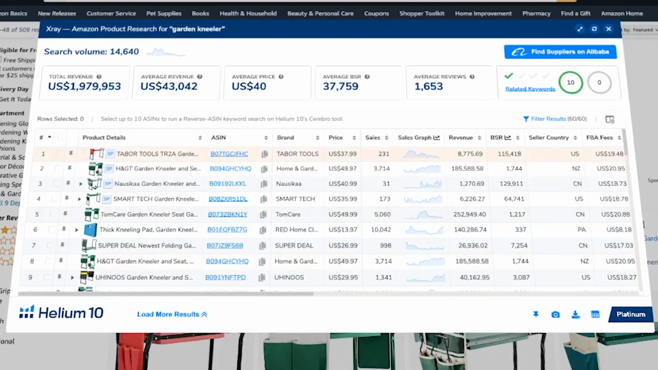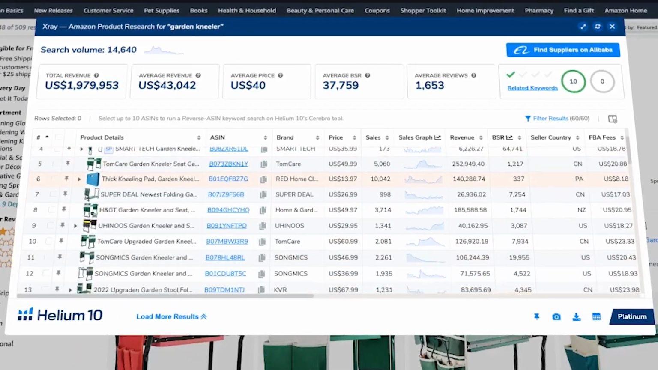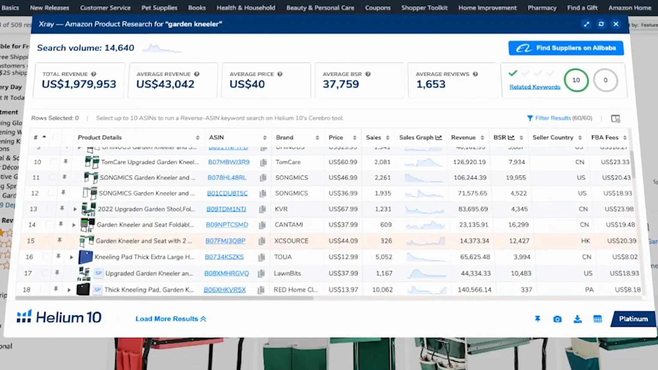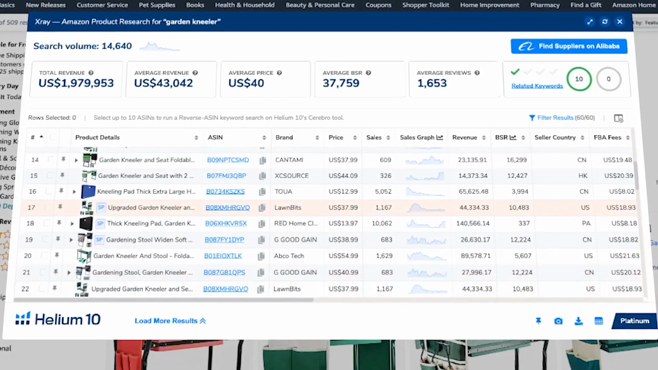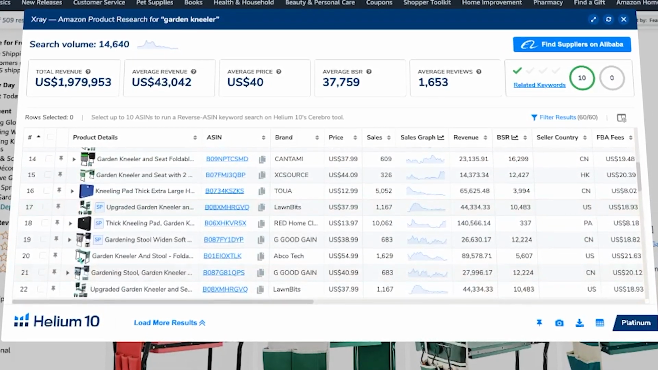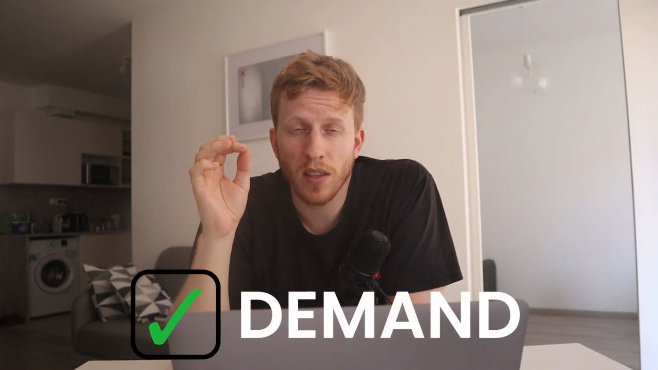All right, so let's look quickly at our example of the garden kneeler niche, right? I would search the main keyword here and check the revenues with Helium 10. You can see at the top end, we have people here doing big numbers, and there's a really good spread of revenue across the board. It's not just 1 or 2 people at the top that are making money. So this means that this product very healthily ticks the demand box.